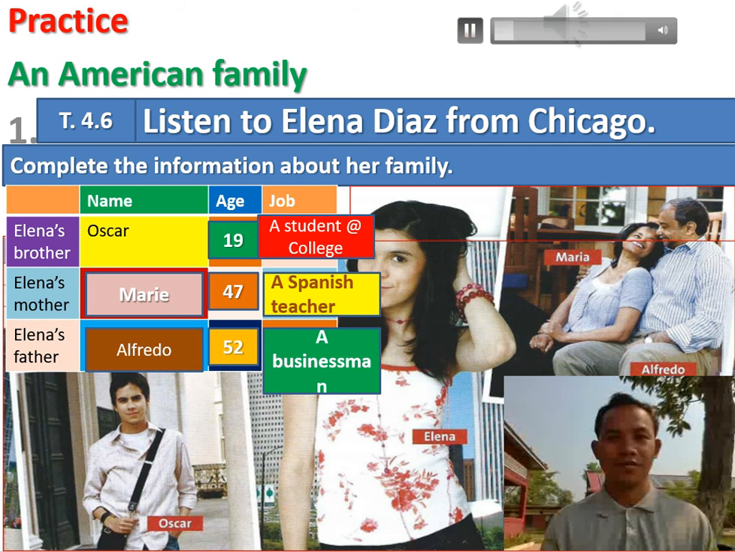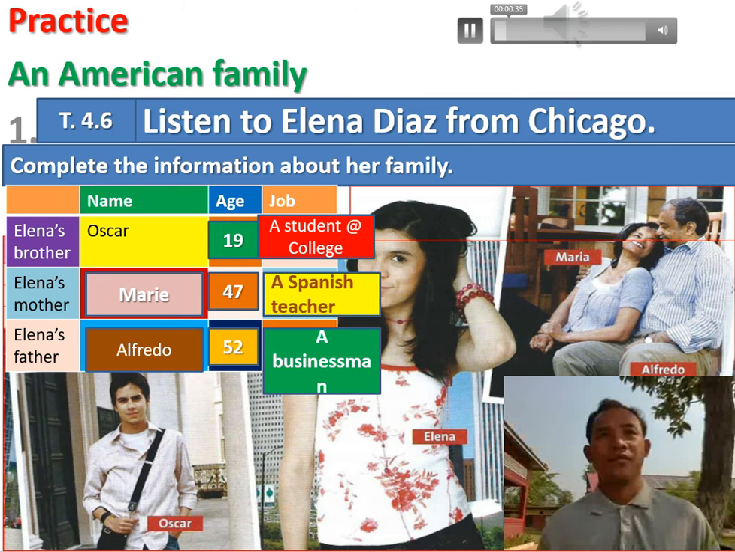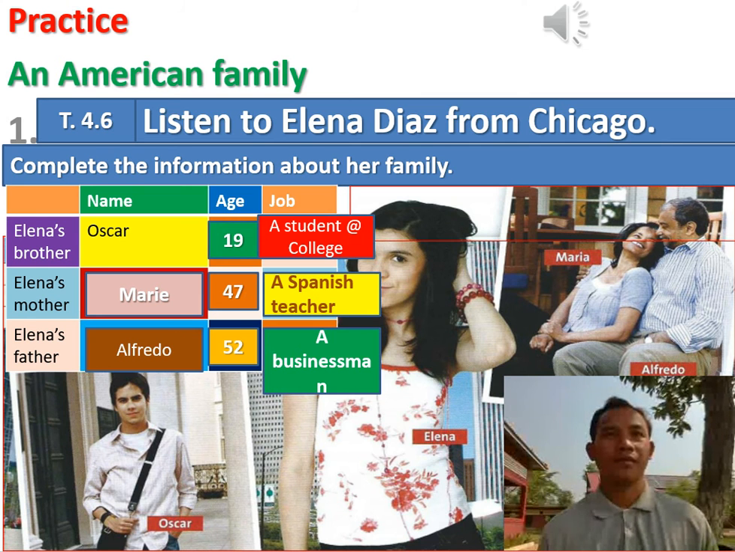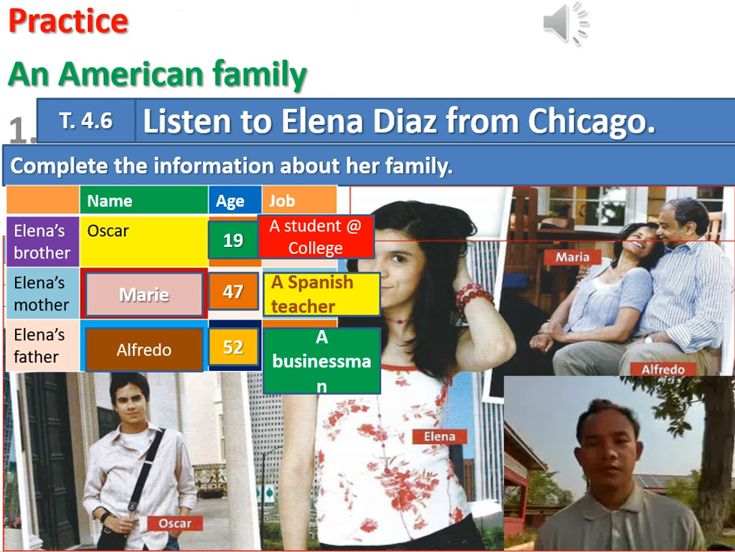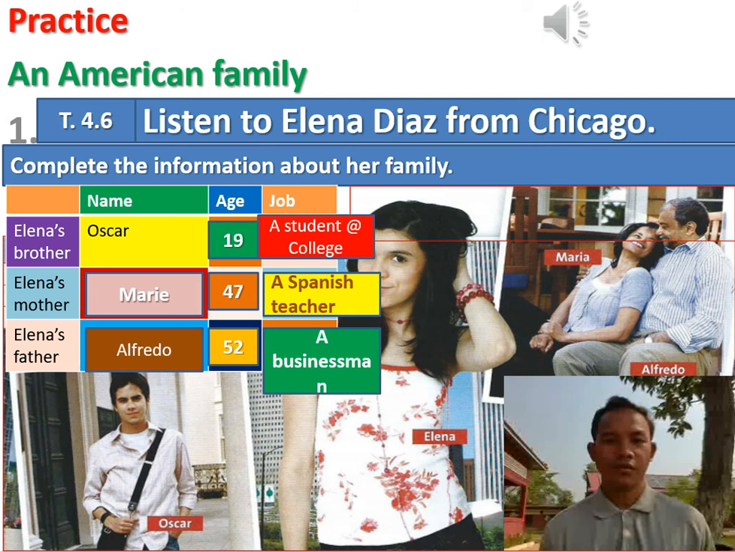Listen together. From Chicago. Elena Diaz from Chicago. Hi, my name's Elena Diaz, and I'm from the United States. This is my family. Our house is in Chicago. This is my brother. His name is Oscar, and he's 19. He's a student in college. This is my mother. Her name's Maria. She's 47, and she's a Spanish teacher. And this is my father, Alfredo. He's 52, and he's a businessman.